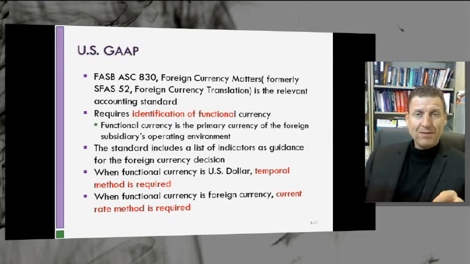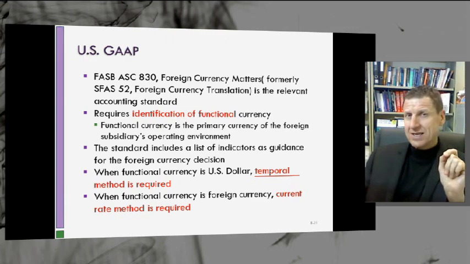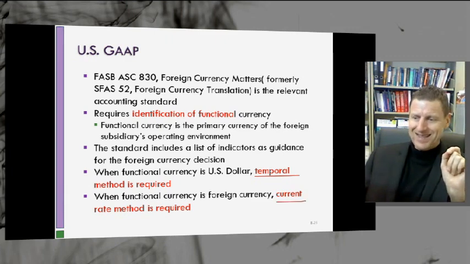But often, most calculations are derived for head offices that are operating in the US, headquartered in the US. There is a list of indicators that gives you guidance to work out what the functional currency is. I'm going to show you in the next slide. When the functional currency is the US dollar, then the temporal method is required. This is the rule. When the functional currency is the foreign currency, then the current rate method is required.